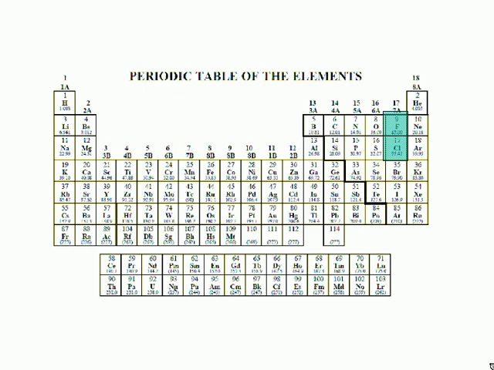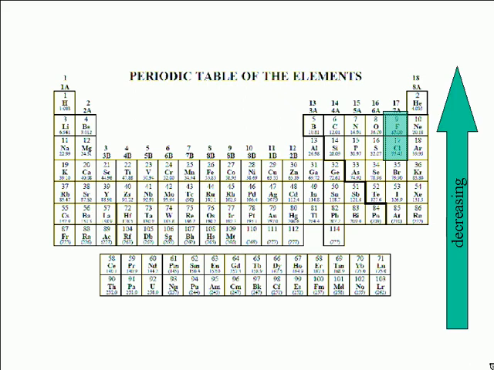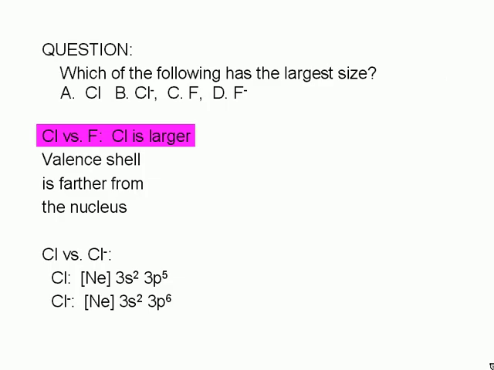Here's chlorine and fluorine. Both are members of the halogen family. They both belong to group 7A. The trend in atomic size going up a group is decreasing. Therefore, fluorine is smaller than chlorine. Compared to fluorine, chlorine is a larger atom. Since both have the same valence configuration, chlorine is larger than fluorine simply because the valence electrons of chlorine are in the third shell, while those of fluorine are in the second shell. The third shell is further away from the nucleus.